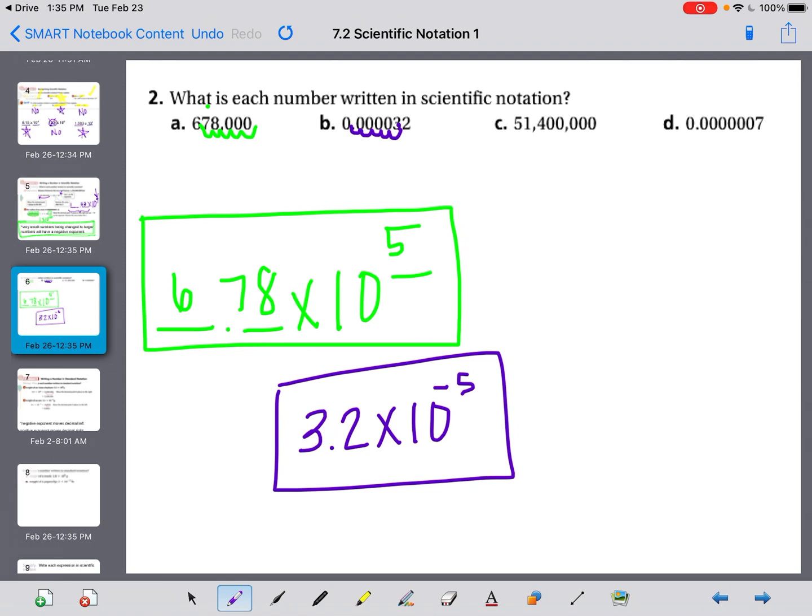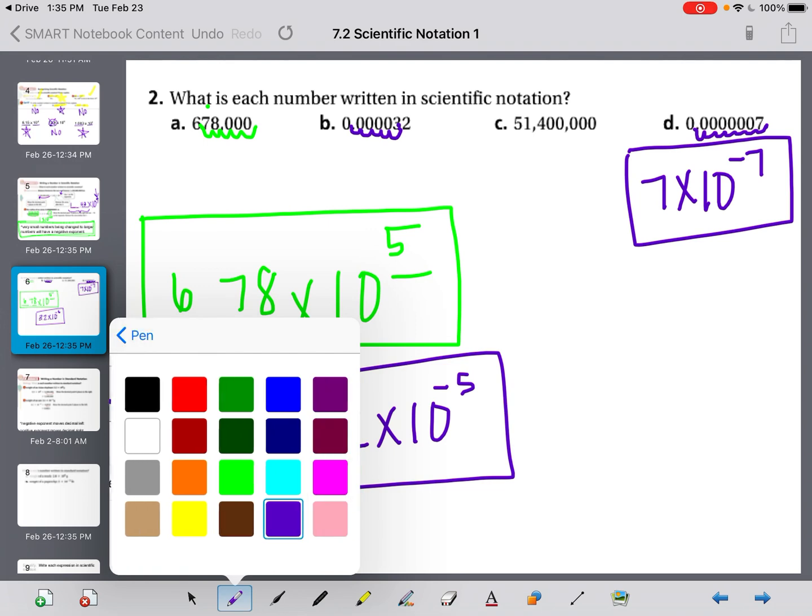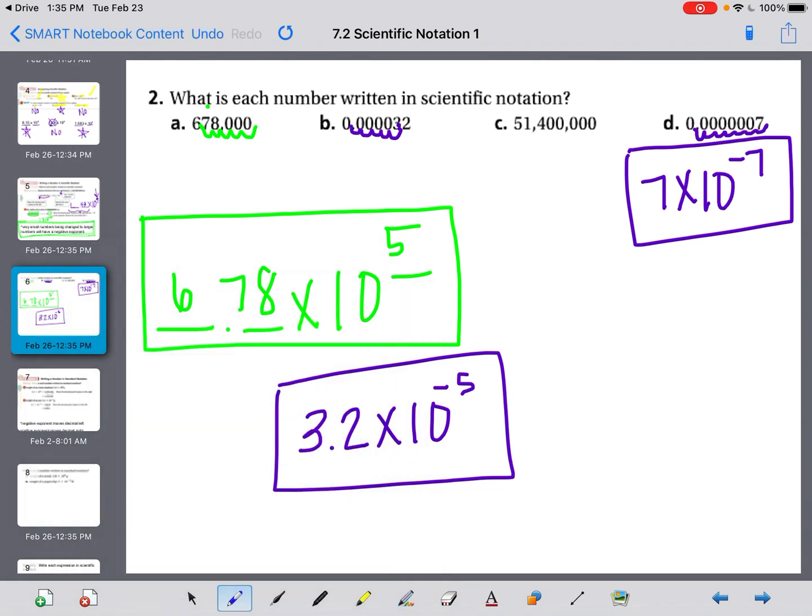Letter D we're also making bigger than it started, so let's go to that one and try that out. To make this a number between 1 and 10, I'd have to put my decimal after the 7. So I will have 7 times 10 to the negative 1, 2, 3, 4, 5, 6, 7. Okay, and then letter C, back to being a big number that I'm making smaller. To get between 1 and 10, I have to put my decimal after the 5. So I have 5.14 times 10 to the 1, 2, 3, 4, 5, 6, 7th power.